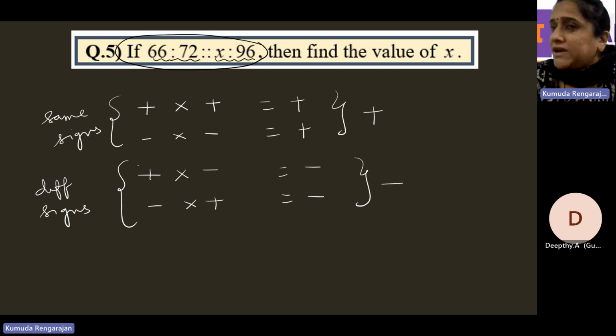But now which one to write first? Do you want to write product of extremes first or product of means first? Wherever the missing value is, that one you write first. Where's the missing value x? Is it in the means or extremes? Means. So write product of means first. Write product of means first. You understand?